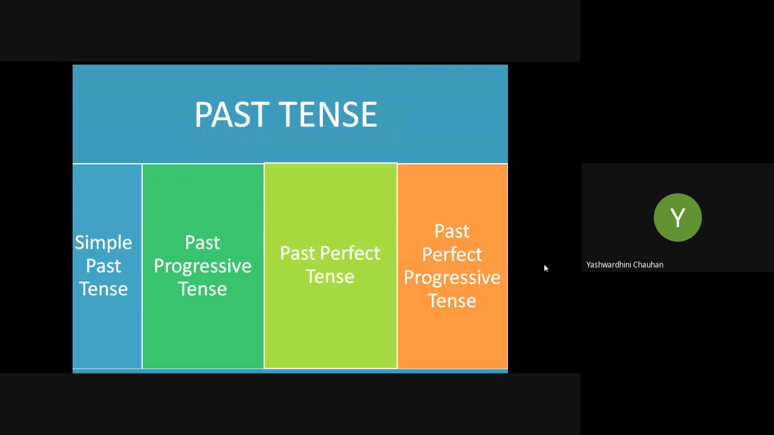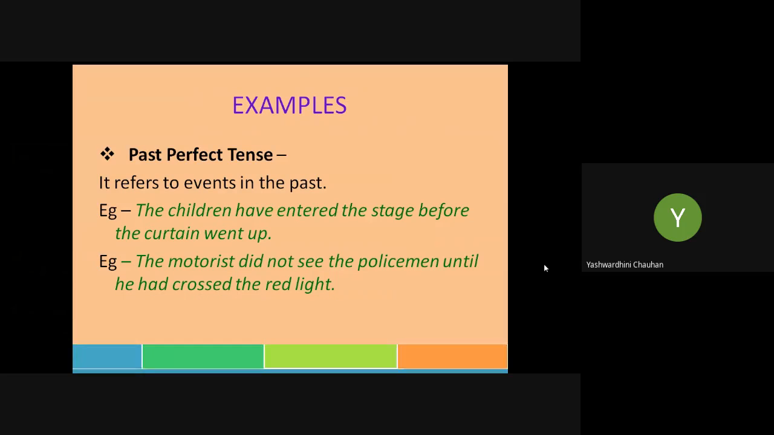Let's go to past tense: simple past tense, past progressive tense, past perfect tense, and past perfect progressive tense. So let's see the examples of past perfect tense. It refers to events in the past. The children have entered the stage before the curtain went up. The motorist did not see the policeman until he had crossed the red light.